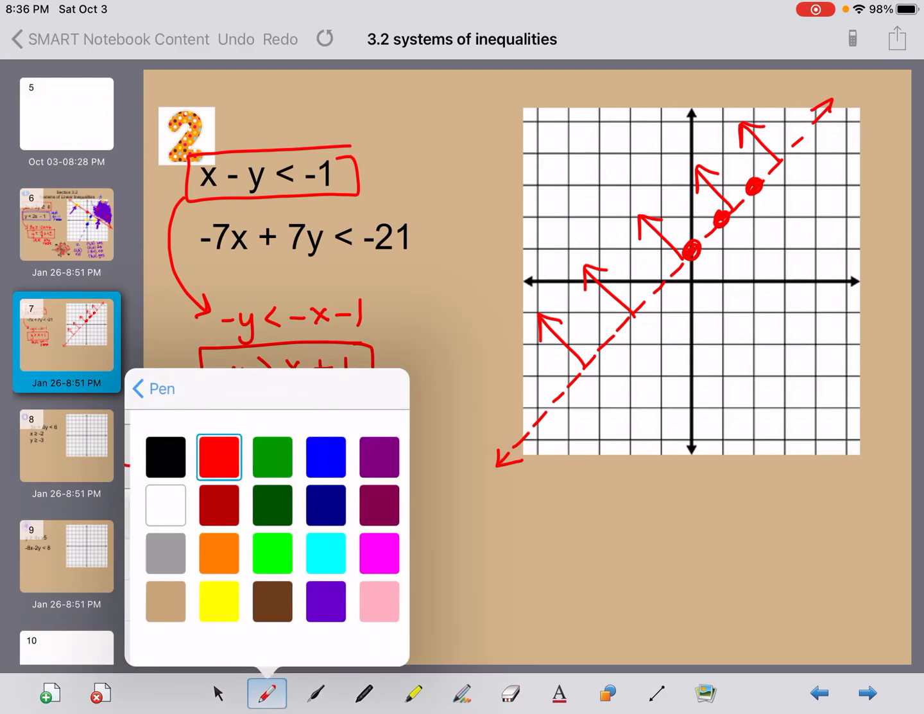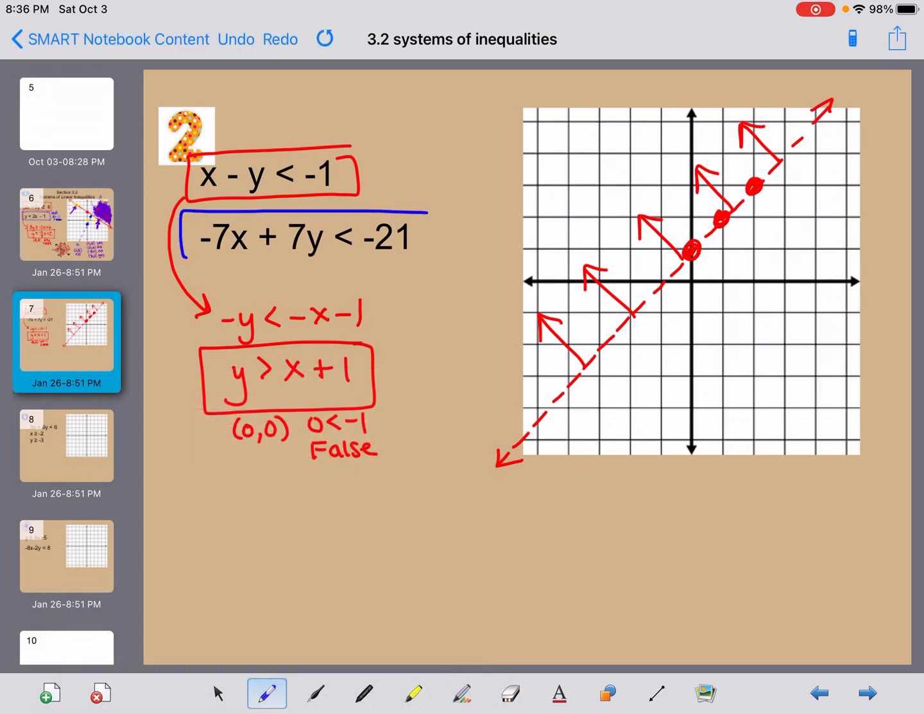Now I'm going to look at the other inequality. I'm going to skip the algebra here. Your equation should come out to be y is less than x minus 3. 3 points to make a line. It's dashed again.